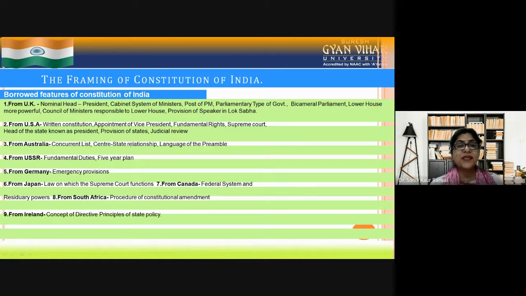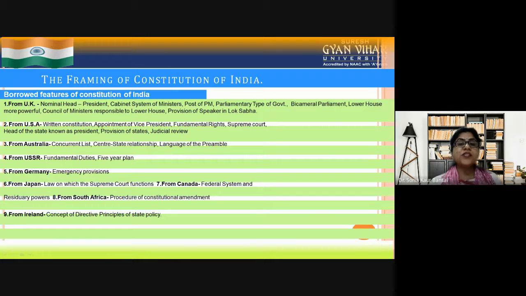So, 22nd January 1947, the objective resolution was unanimously adopted. 22nd July 1947, the national flag was adopted, students. And 15th August 1947, we achieved independence and India split into the Dominion of India and the Dominion of Pakistan. 29th August 1947, the drafting committee was appointed with Dr. Bhimrao Ambedkar as its chairman.